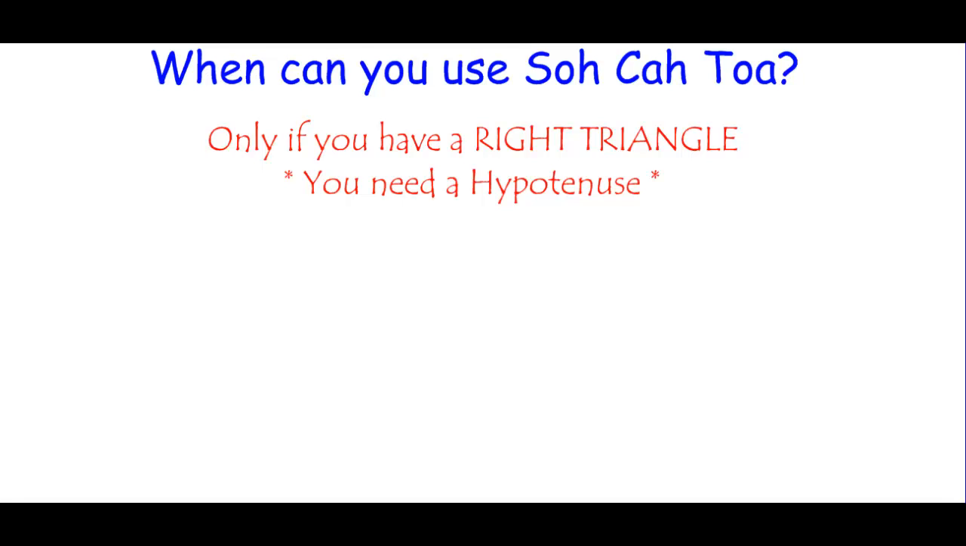The big mistake that students make is they try to use that all the time no matter what kind of triangle they have. And the reason you need a right triangle is because this H, if you remember, stands for hypotenuse. And the only kind of triangle that has a hypotenuse is a right triangle. So that's going to be the key to why we need the law of sines and law of cosines today.